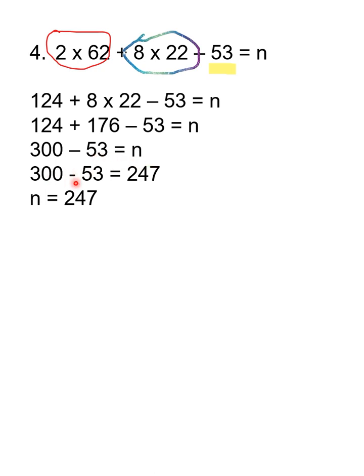300 minus 53 equals 247. N equals 247. Make sure that you write this down.